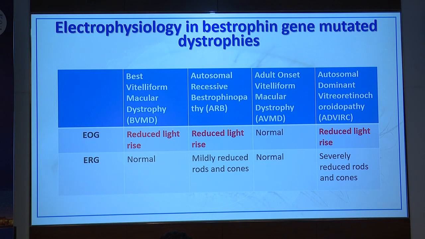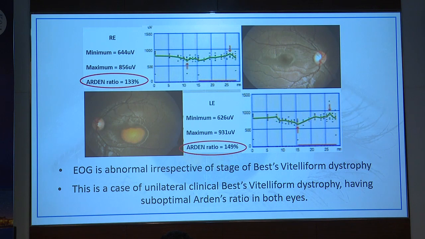Now, you see, these are the bestrophin gene mutated dystrophies: Best, autosomal recessive bestrophinopathy, adult onset vitelliform macular dystrophy, and autosomal dominant vitreoretinochoroidopathy. So EOG is grossly reduced in all except adult AVMD. So EOG is abnormal irrespective of any stage of Best vitelliform dystrophy.